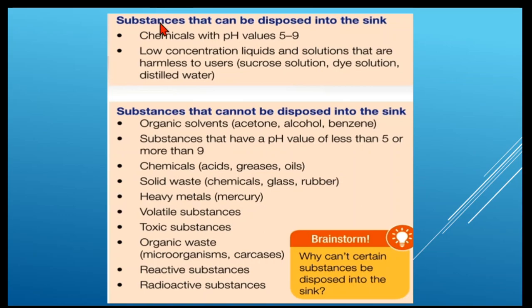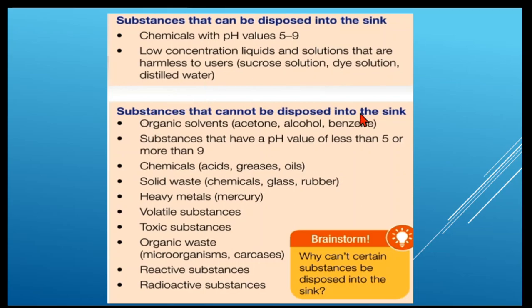So, we have substance that can be disposed into the sink and ada juga substance that cannot be disposed into the sink. Okay. So, chemicals with pH value 5 to 9 is okay. Okay, can be disposed into the sink, and also yang kepekatan dia rendah, low concentrations of liquid, and also harmless, boleh. So for example, sucrose, dye solution, distilled water, this one we can just pour into the sink lah.